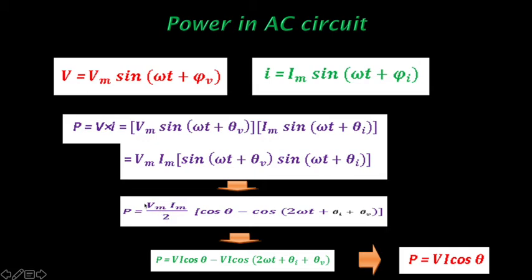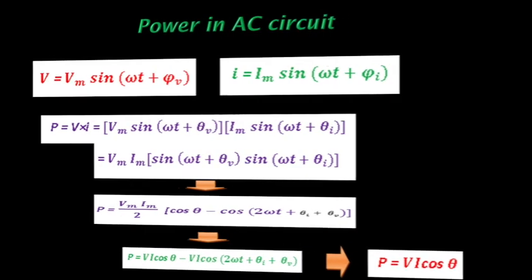Then RMS value equals Vm by root 2. Then we can write V into I cos theta minus this value. So this part is very small, so it is neglected. Then power in AC circuit equals VI cos theta.